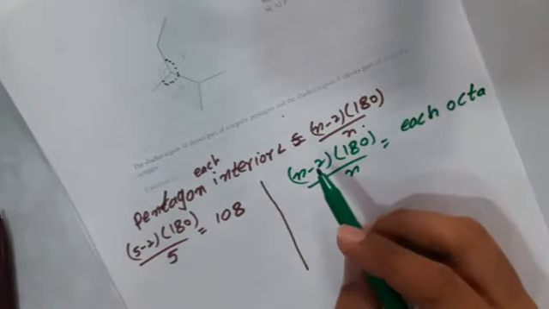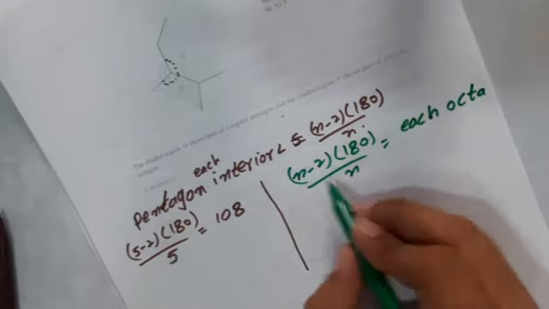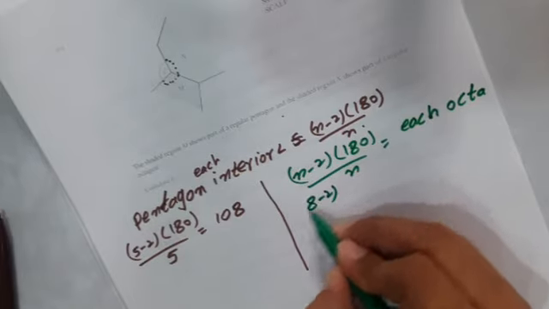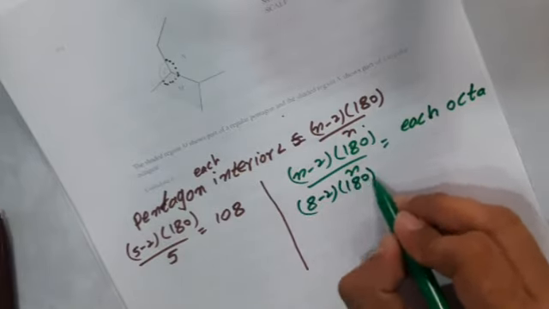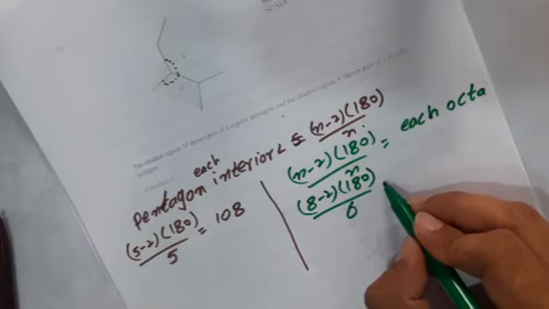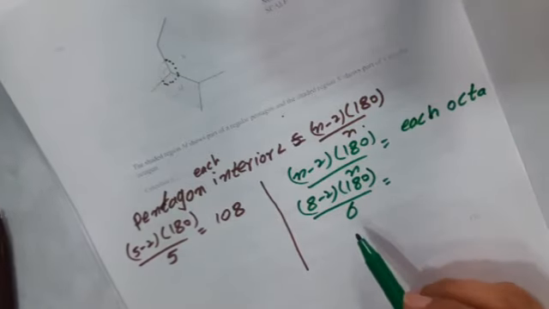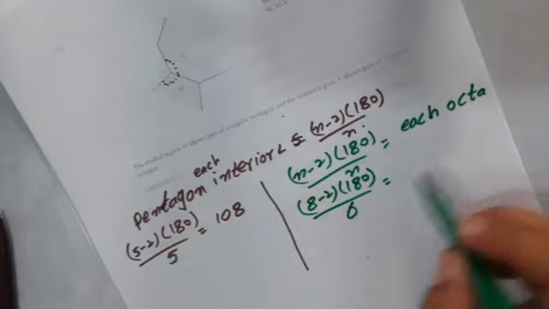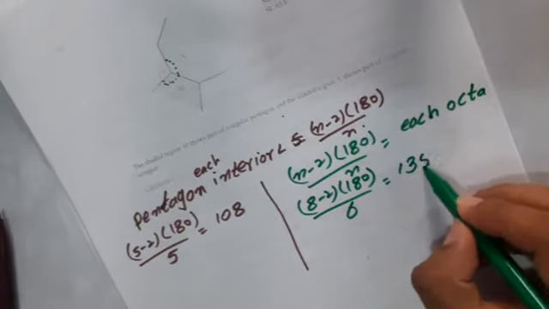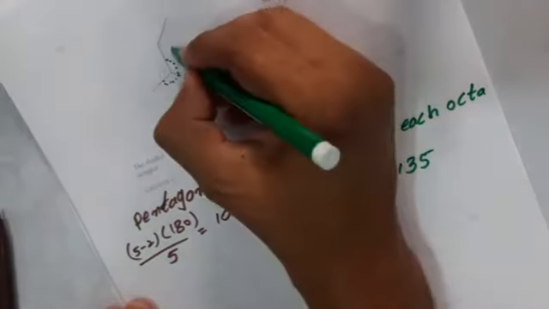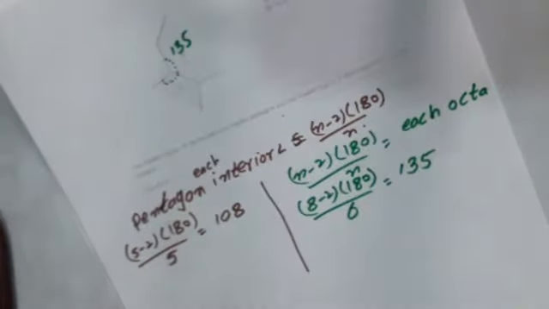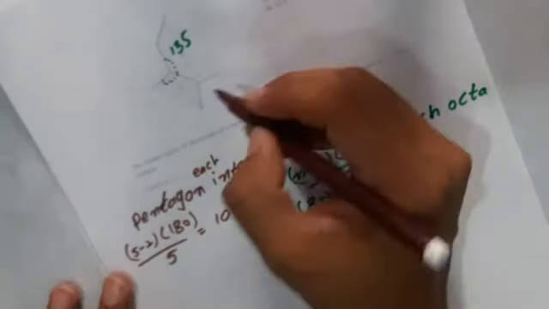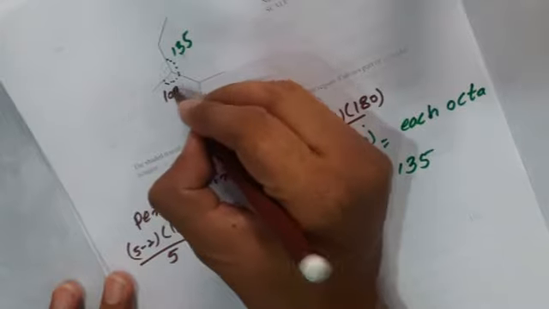Okay, (n minus 2) into 180 over n, where n is 8. So 8 minus 2 into 180 over 8. We will divide them and this will become 135. So this is 135. Okay, and this is the pentagon, which is equal to 108.